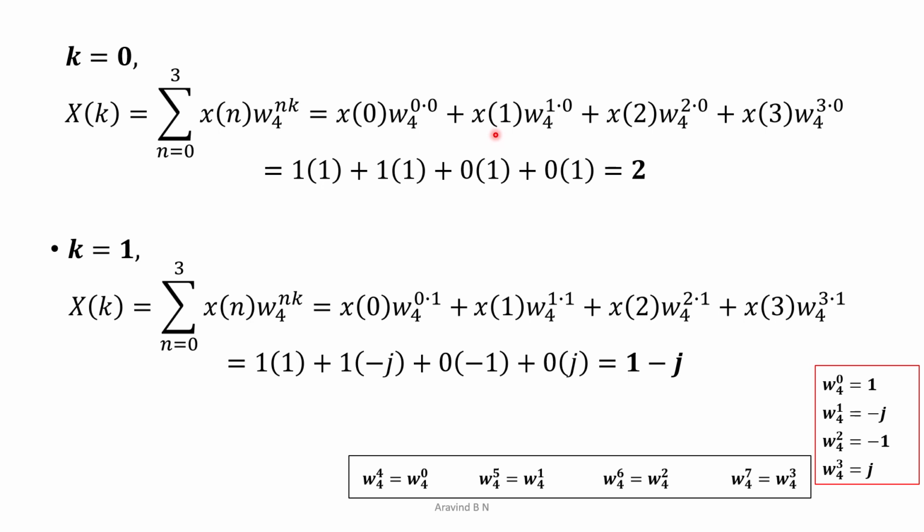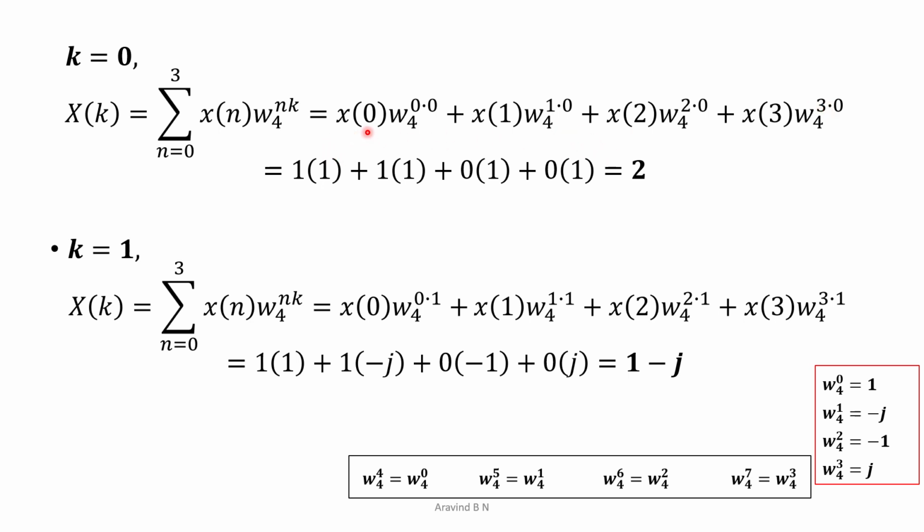Therefore at the next point n is going to increment by 1. Therefore x of 1 omega 4, n is now equal to 1. k still remains 0. Similarly x of 2 omega 4 power 2 into 0, x of 3 omega 4 power 3 into 0 we are going to have. We are going to make a substitution to all of this.